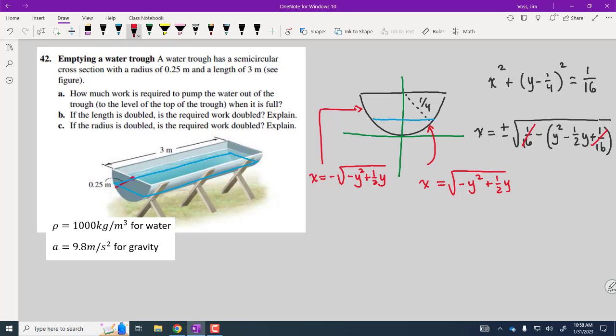So I am going to just put a W here to represent the width across there. I'm going to call that W, that dimension across there, that chord that's going across that semicircle. Can you tell me what W is equal to?